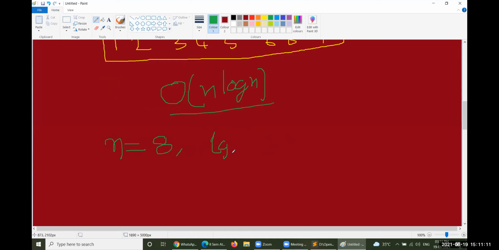Log base 2 of n, that will be log base 2 of 8, which is 2 cube, so that will be equal to 3. So n log n is 8 threes, which are 24 operations required to perform.